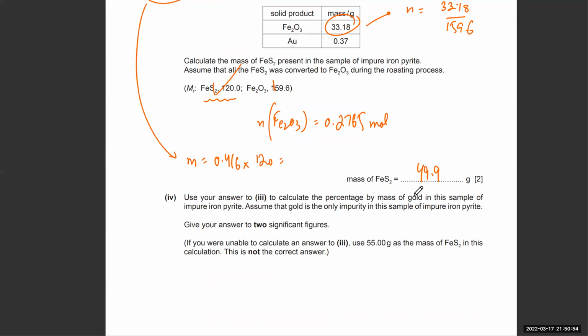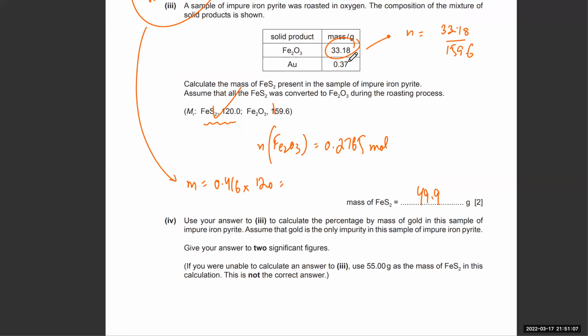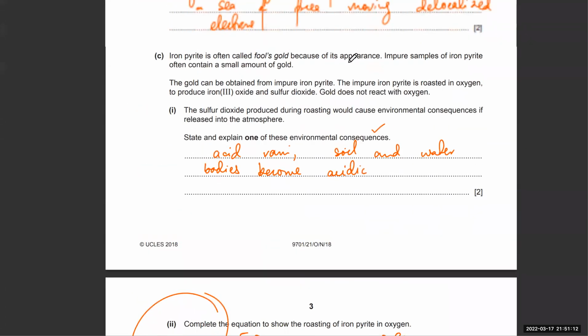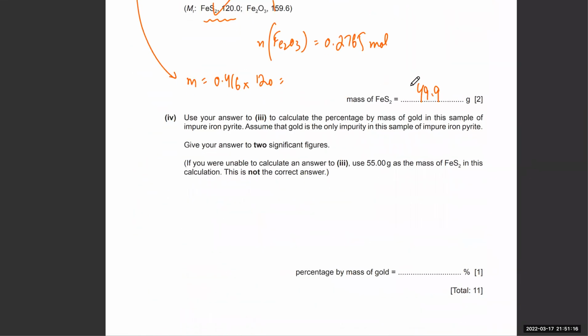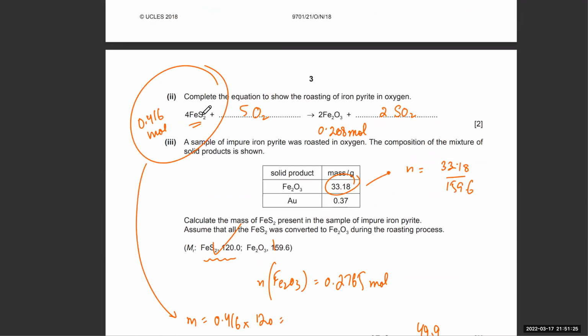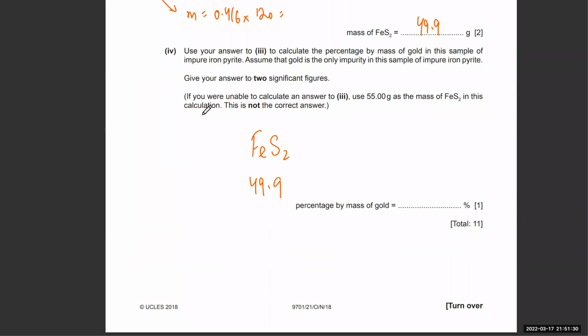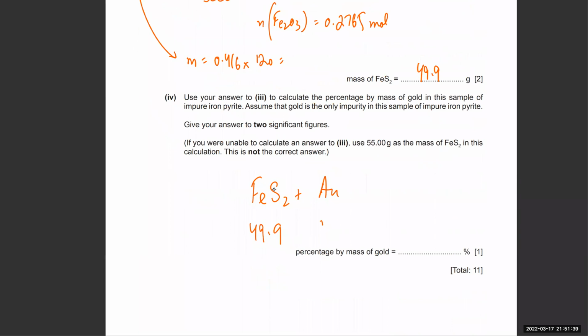And then he's saying, use your answer to calculate the percentage by mass of gold in this sample of iron pyrite. Assume that gold is the only impurity in this sample of iron pyrite. Give your answer to 2 significant figures. So if this is 49.9 grams, gold has a mass of 0.37 grams. And we're assuming that gold does not react with the oxygen. So the iron pyrite had FeS2, 49.9 grams. When it was burned, it had gold in it, and the mass of the gold is given in the table as 0.37 grams. So you just have to find the percentage by mass. So it's going to be 0.37 is present in the total, which is 49.9 plus 0.37, and you're going to multiply it by 100, so you get a percentage, and that will give you your answer. So is your question clear?